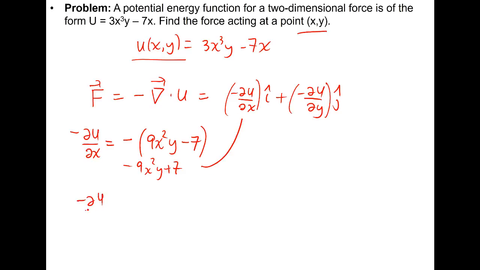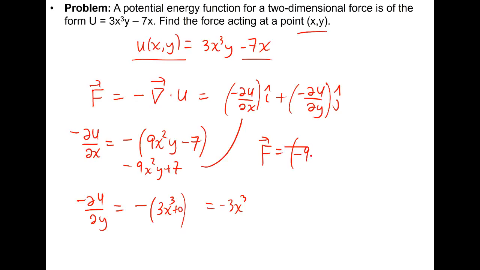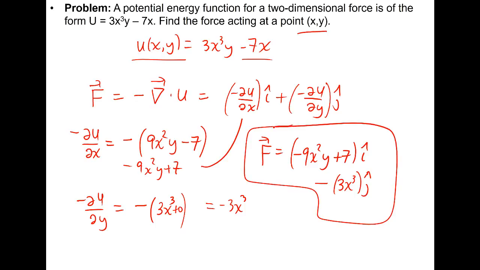Then negative partial u partial y. This is the same thing, but then we just say treat x like a constant, take the derivative with respect to y. So that would just be 3x cubed, and that's it. Okay, because negative 7x would be like a constant, so it would be like plus 0. So it's just negative 3x cubed. So we put this all together, and our force would be negative 9x squared y plus 7 i hat minus 3x cubed j hat. And that would be our force function.